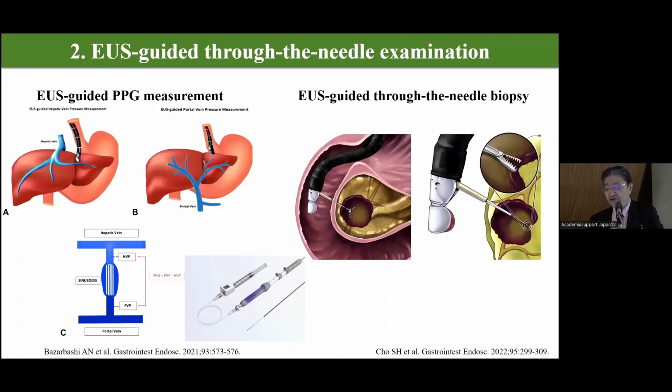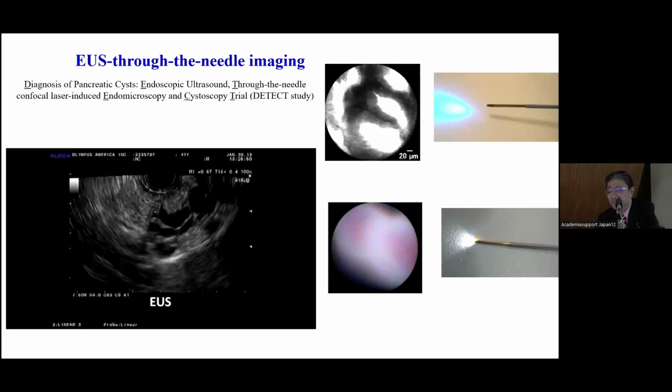This slide shows the PPG measurement, where both the portal vein and hepatic vein are punctured. And this is through-the-needle biopsy, with a miniature biopsy probe through the needle. It is also beneficial in some situations.